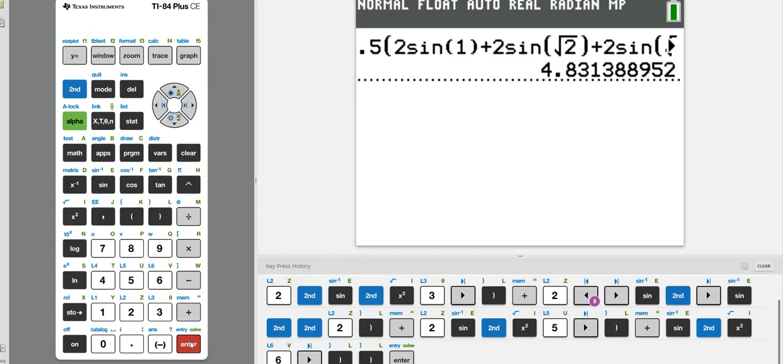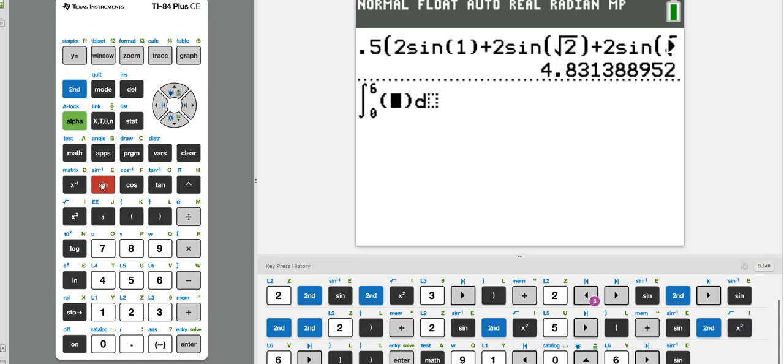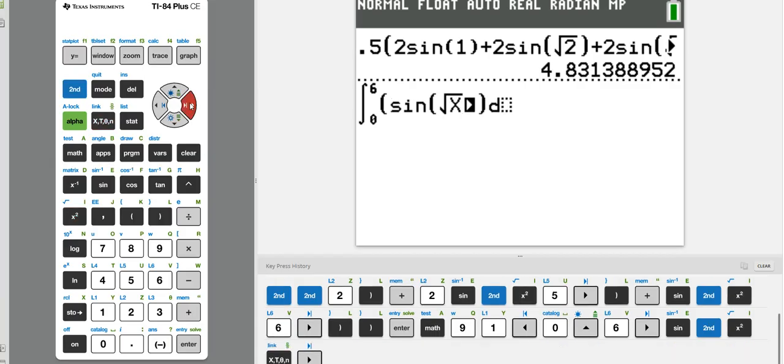All right, well, how good was that? How good is it compared to what Texas Instruments gave us? One thing you want to make sure of is that you're in radian mode before you run this calculation. Let's see about what Texas Instrument will give us. So Math 9, 0 to 6. One more time, 0 to 6. Sine of the square root of x dx.